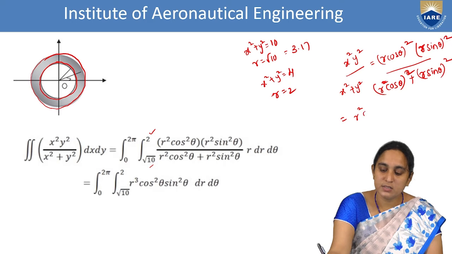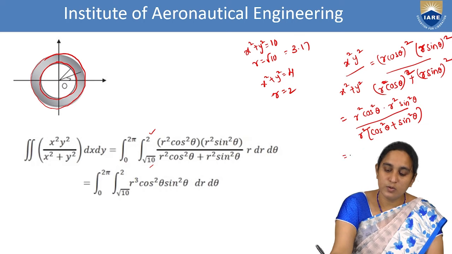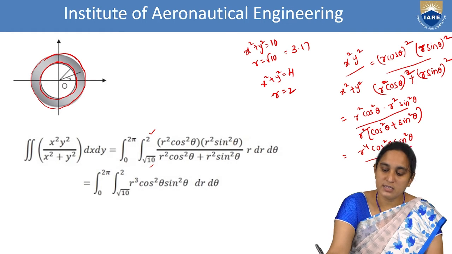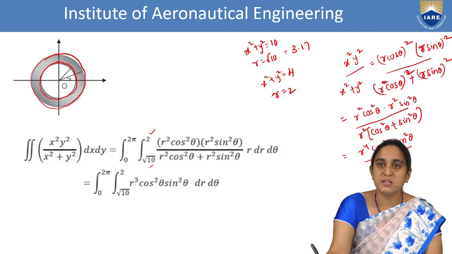That is r square into cos square theta into r square into sin square theta. Here, what is common in both the terms? r square is common. That is r square times cos square theta plus sin square theta, that is equal to what? r power 4 cos square theta sin square theta by r square into cos square theta plus sin square theta. Cos square theta plus sin square theta is equal to how much? 1. That is r square as 1.